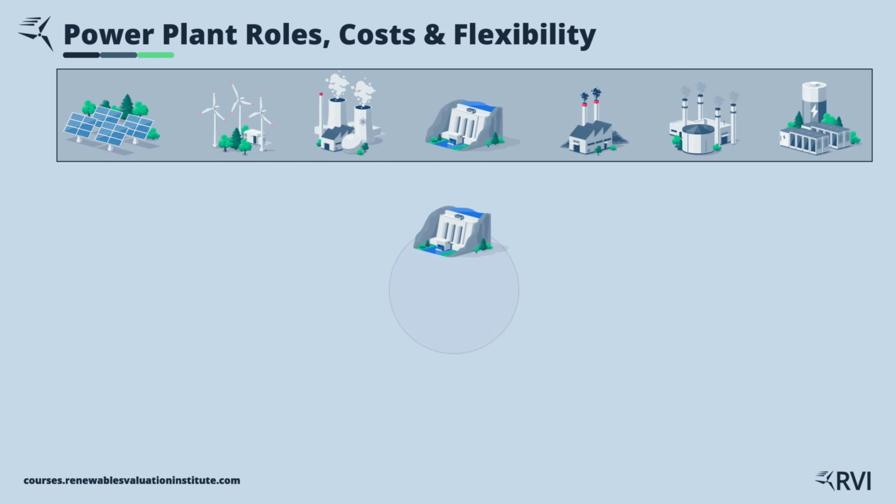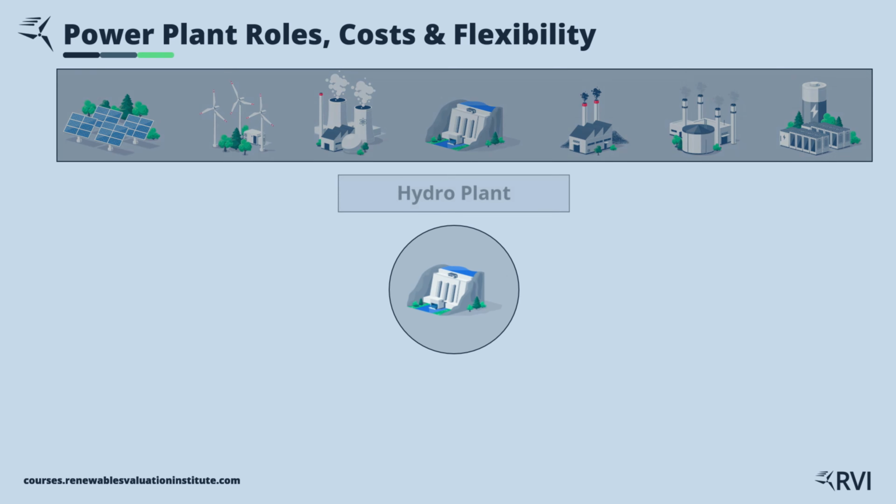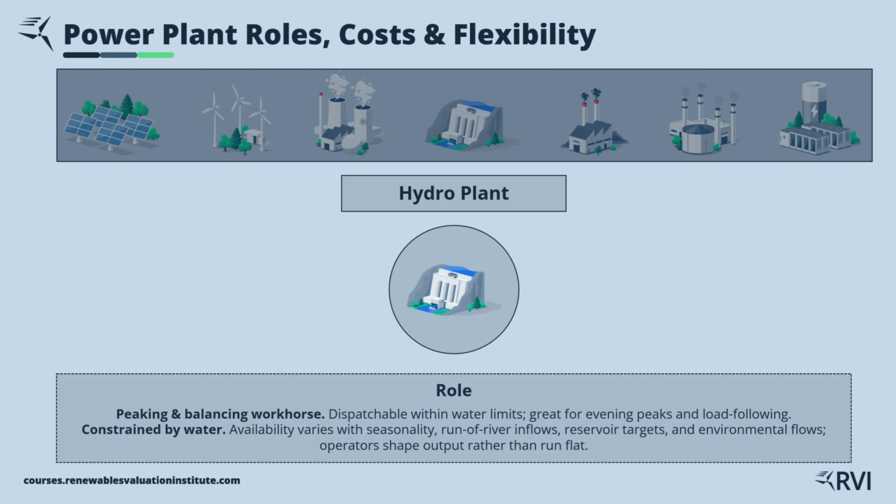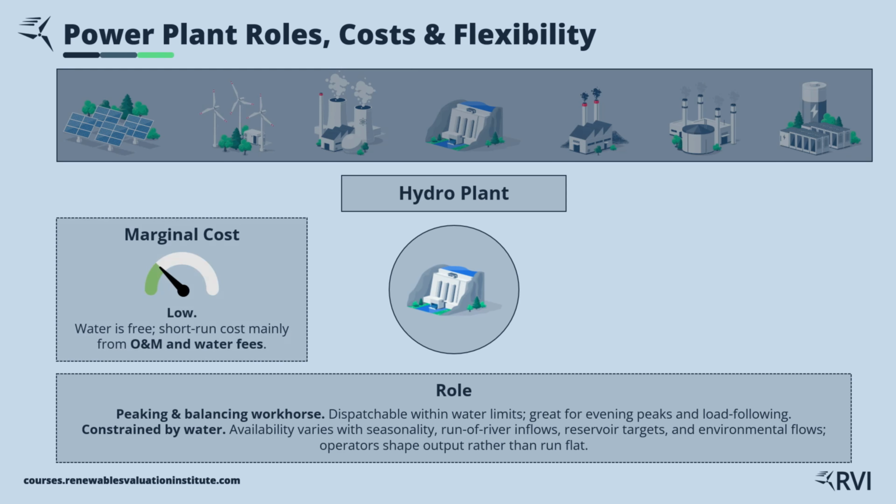Next up is hydro. In our merit order, it's cheap, like baseload on cost, but it behaves very differently operationally. Hydro is the grid's balancing workhorse. When we have water, it's a unit we reach for to follow load, cover ramps, and provide reserves. It's terrific for the evening peaks. On a marginal cost basis, it's low. There's no fuel to buy. Short-run costs are mainly O&M and water fees, usually single digits to low teens dollars per megawatt hour.